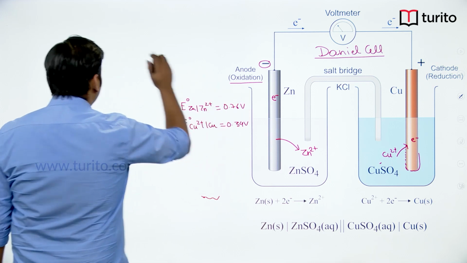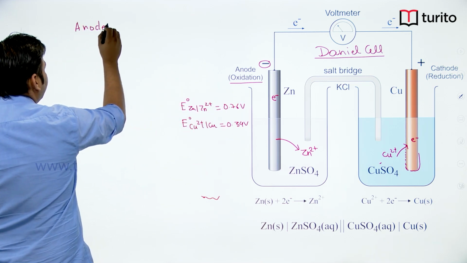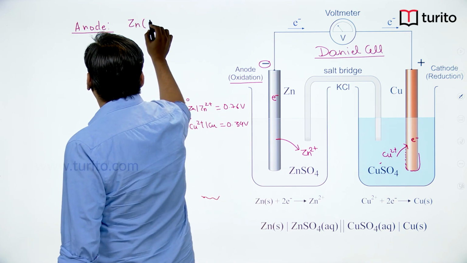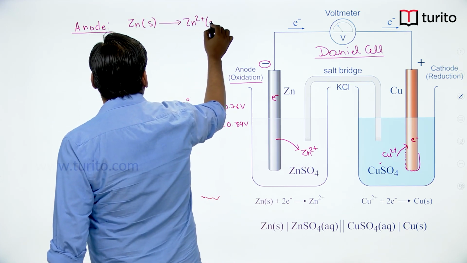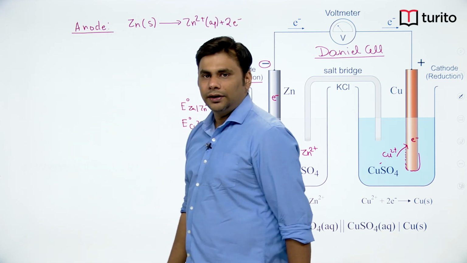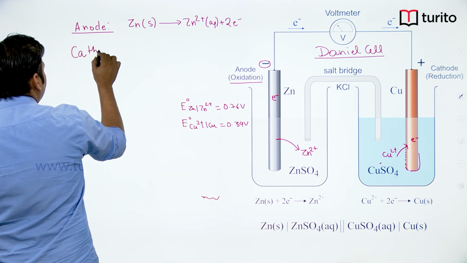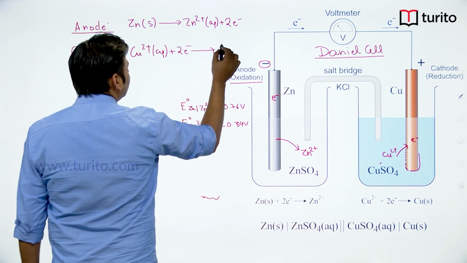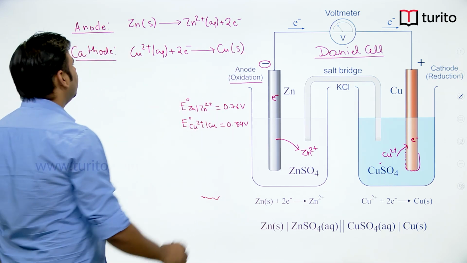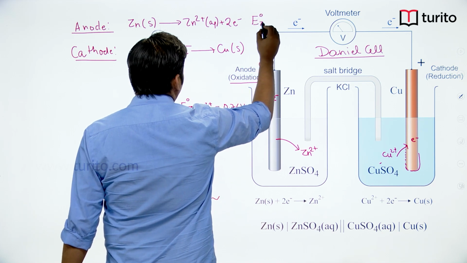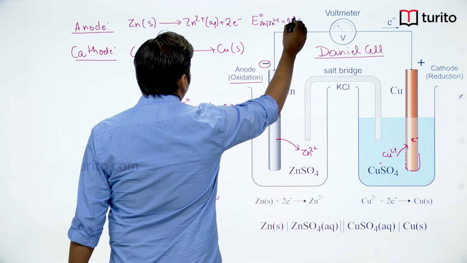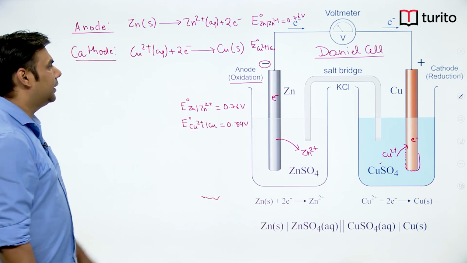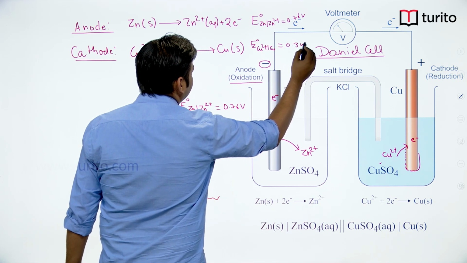So if you look at the anode, if you look at the negative terminal, I've already told you that anode is that electrode where oxidation takes place. So in the anode we know that zinc solid is getting oxidized into zinc 2 plus aqueous and 2 electrons. Similarly at the cathode, I will say that copper 2 plus in the aqueous solution is taking up the 2 electrons and getting reduced into copper solid. So for the anode I will write the oxidation potential, which is 0.76 volt. For the cathode, because copper 2 plus is reducing and taking up the 2 electrons, I will write its reduction potential. So this would be the value.